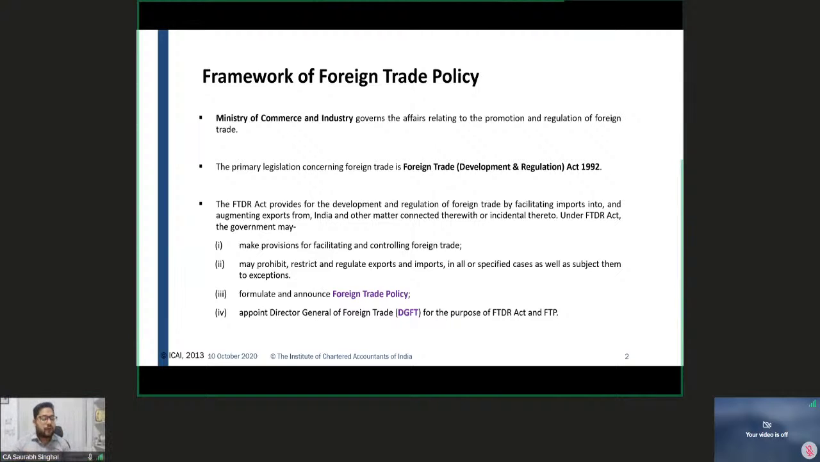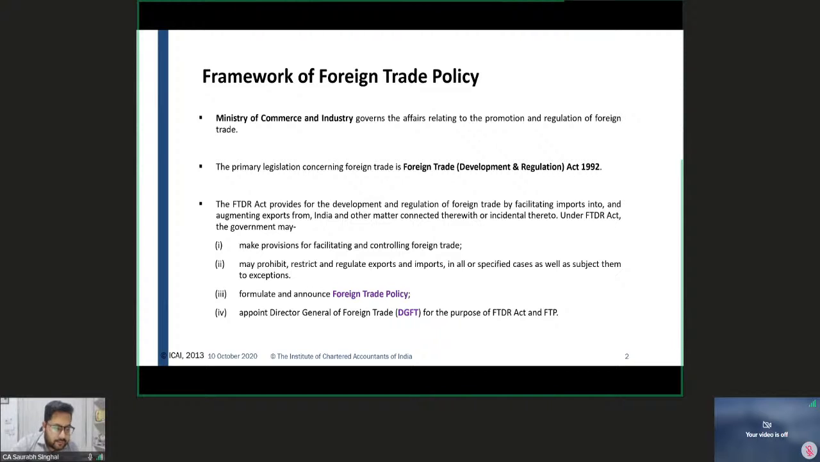Now, though the topic is called foreign trade policy, this policy comes under a separate legislation. And this is the primary legislation concerning foreign trade. So this legislation is the most prime legislation under which there will be some policies, there will be some procedures, many other things. So this legislation that I am talking about is called the Foreign Trade Development and Regulation Act 1992. In short, in common parlance, it is also called as FTDR Act.